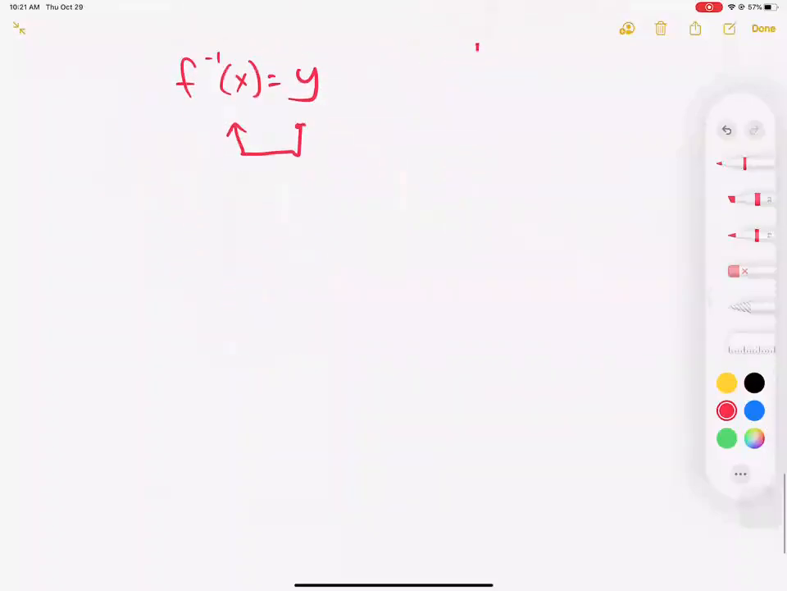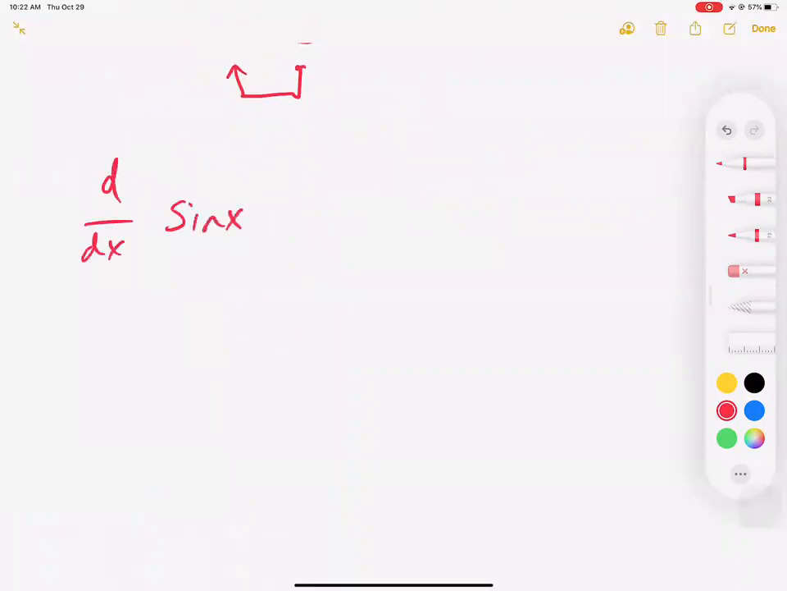Okay, so here's our thing. If I ask you to take d over dx of sine of x, we all know that's easily cosine of x. Easy peasy. But we have a new list of inverse functions.